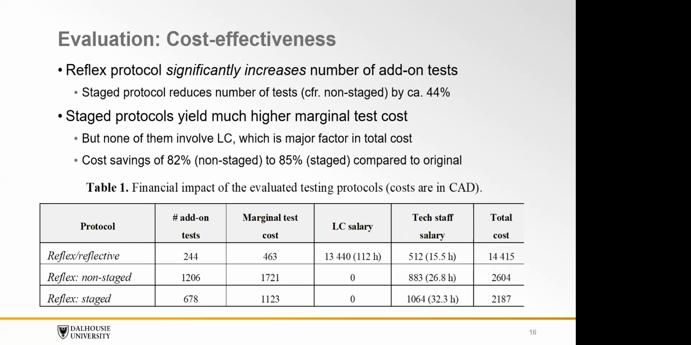The reflex protocol still significantly increases the number of add-on tests. Unfortunately, the staged protocol does reduce this significantly compared to the non-staged one, so it does solve that problem to an extent. So while the reflex protocol yields a much higher marginal test cost, this is almost a moot point because the LC salary is really the largest contributing factor to the total cost, as you can see here, right? So you have a cost savings of 82 to 85% by the reflex protocol compared to the original.